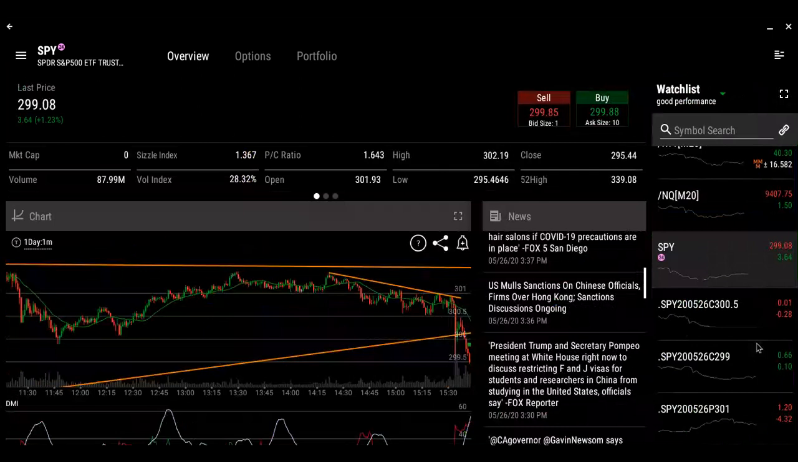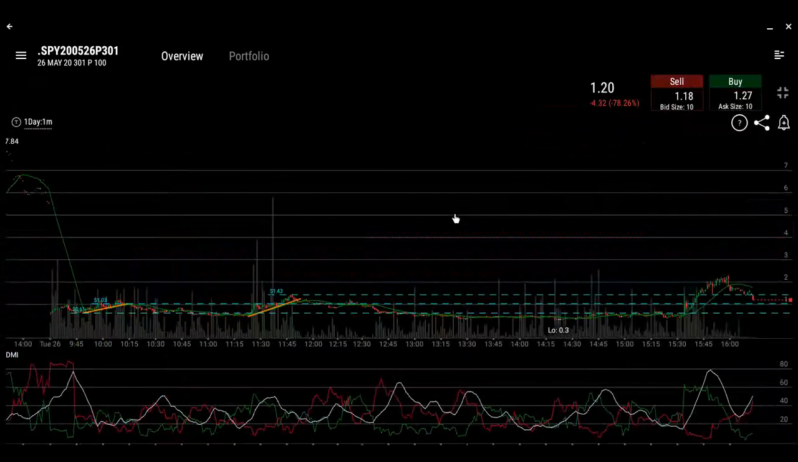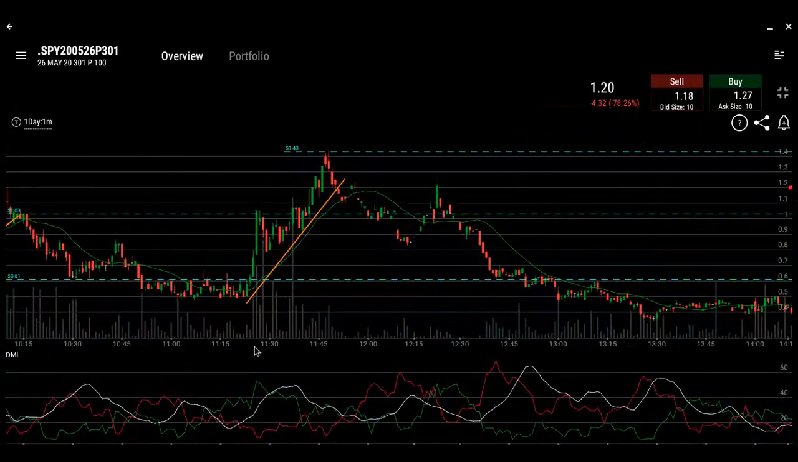So that's the 301 put at 11:20 to 11:45. This option would have gone for 50 cents. Could have got in at 50 cents and got out at $1.43. That was a good trade. I think that was one of the better trades if you were watching the market this morning.